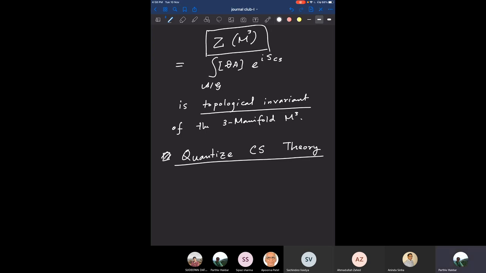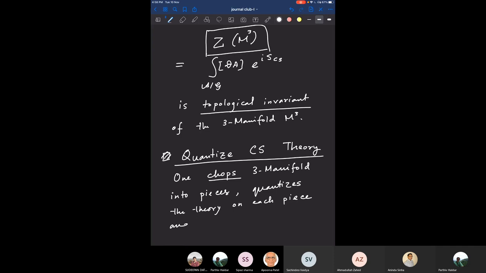So the basic strategy is this: one chops the three manifold into pieces, solves in the sense quantizes on each piece, and then glues back all the pieces together.